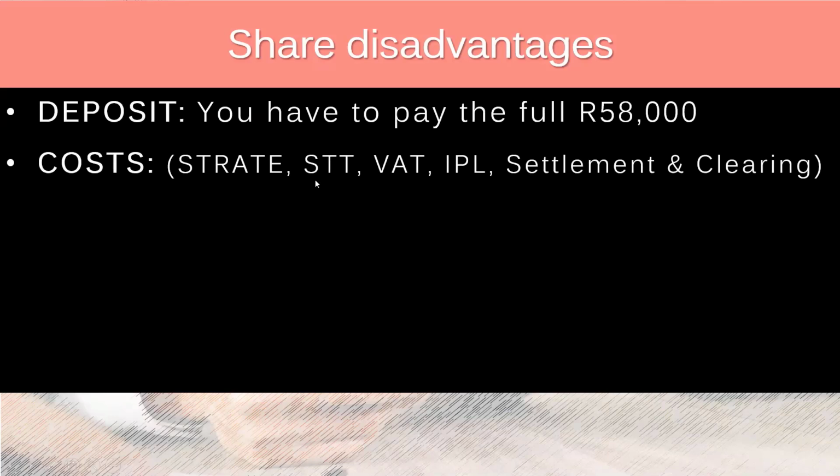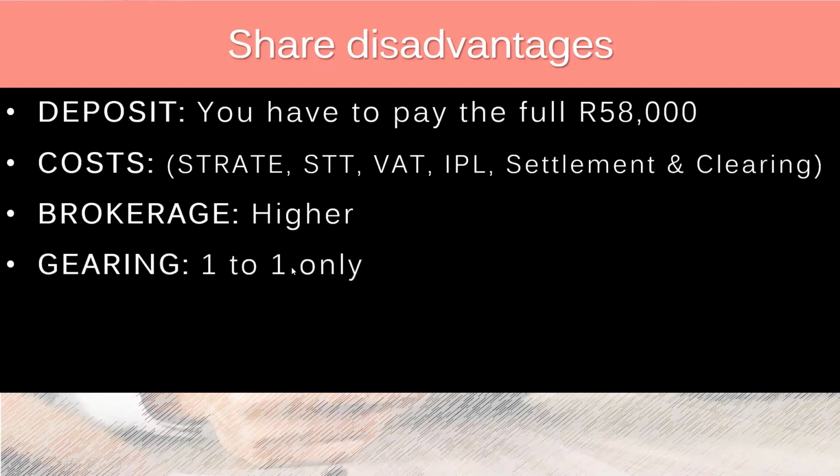You got to pay security taxes. You got to pay VAT. You got to pay IPL. You got to pay settlement and clearing. The brokerage generally tends to be higher, and the gearing is only 1-to-1.